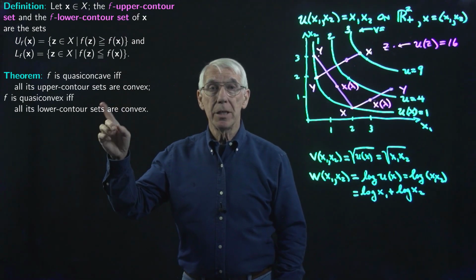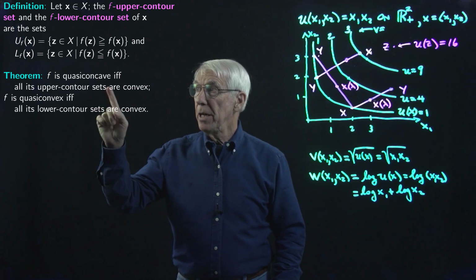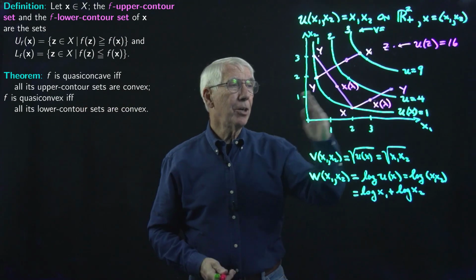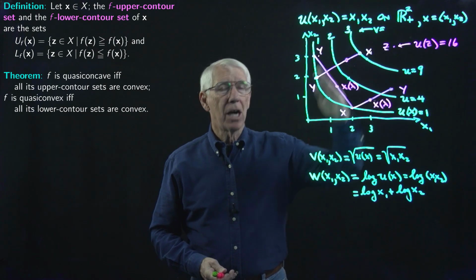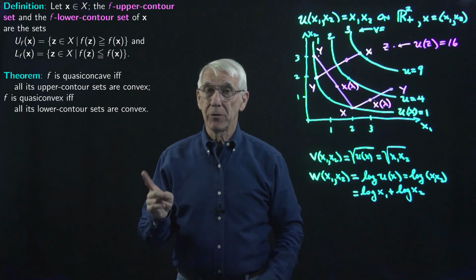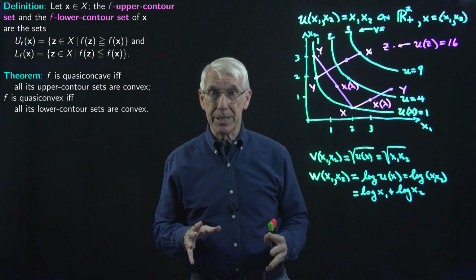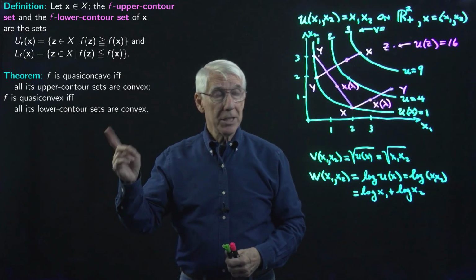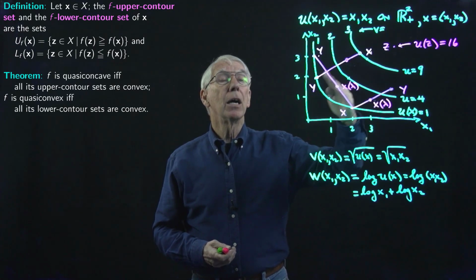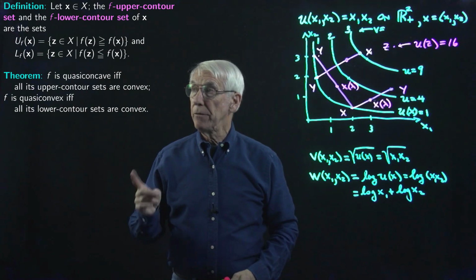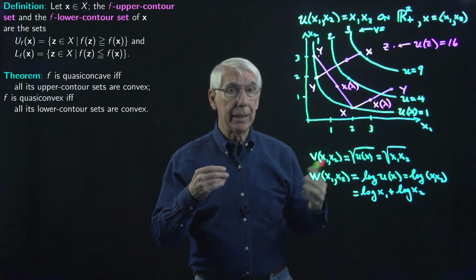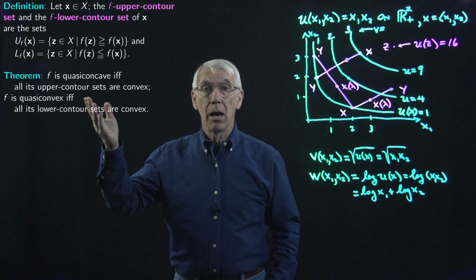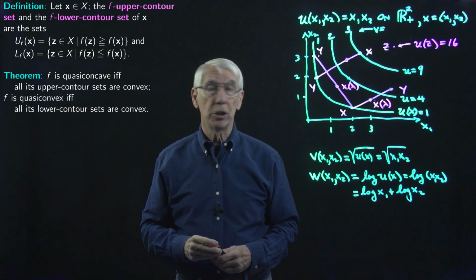So again, this is a characterization theorem. This theorem gives us a characterization of quasi-concave functions in terms of upper contour sets and convex sets. The definition of quasi-concavity said nothing about convex sets. It was all about line segments and the values of the function. But this definition is couched in terms of convex sets. So it gives us a very useful, conceptually powerful, alternative definition, if you like, of a quasi-concave function.